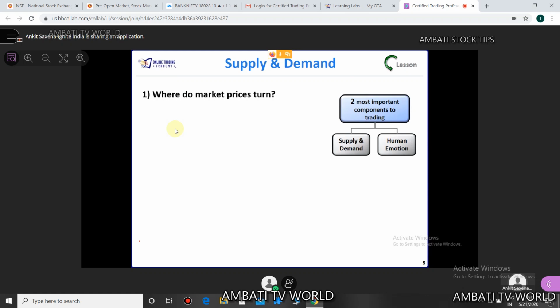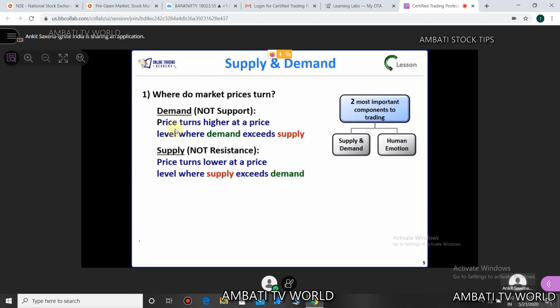Now, where do market prices turn? Demand, not support. Why not support? Because if you remember, I've told you support is a price point, whereas demand is a price range. Please note this down, guys. Please do not forget this. Please note this down in your notebooks. Demand, not support. Support is a price point whereas demand is a price range.